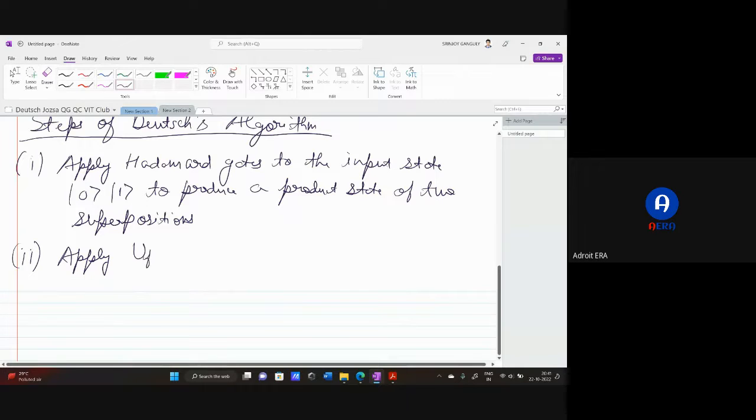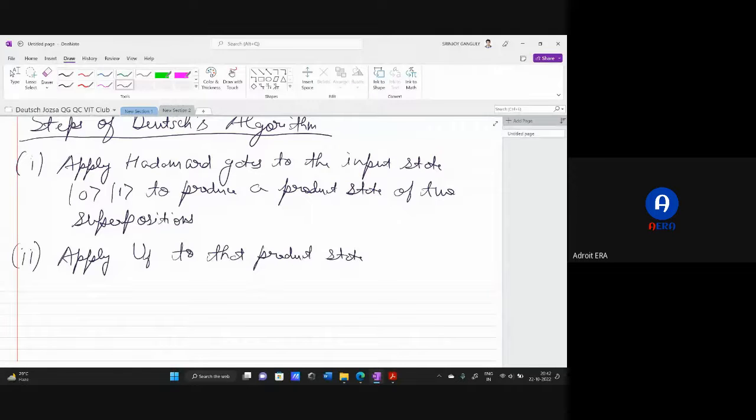UF. UF is the unitary, basically, which encodes your unknown function. As I have defined before, UF is that unitary applied to that product state. So now this is important to note. UF will be applied to that product state. What is the meaning of that? That state which you got after applying Hadamard to both the qubits is a superposition, right? So therefore, this UF will be applied to that whole superposition state.